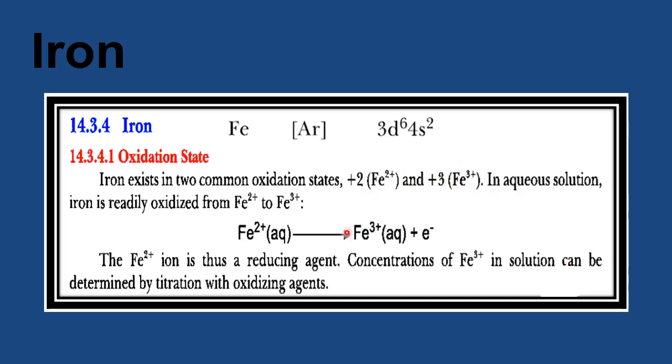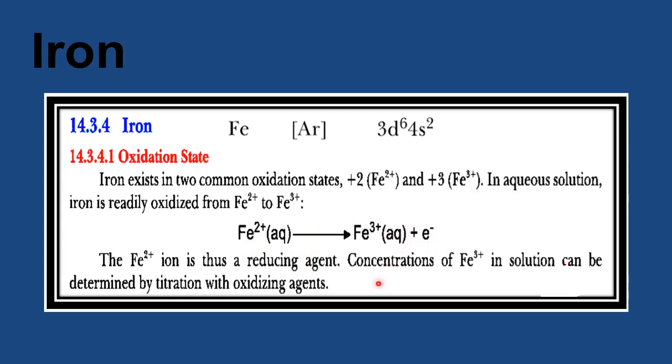In aqueous solution, iron readily oxidizes from Fe2+ ions to Fe3+ ions by the loss of a single electron. So students, Fe2+ ions act as a reducing agent. Itself it gets oxidized by the loss of an electron and converts into Fe3+ ions. Now the electron that is lost can be gained by any other species, which is therefore going to get reduced. So Fe2+ ions act as reducing agents because they themselves oxidize and reduce any agent with which the reaction takes place.